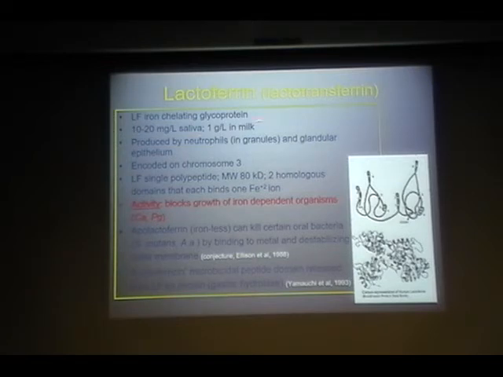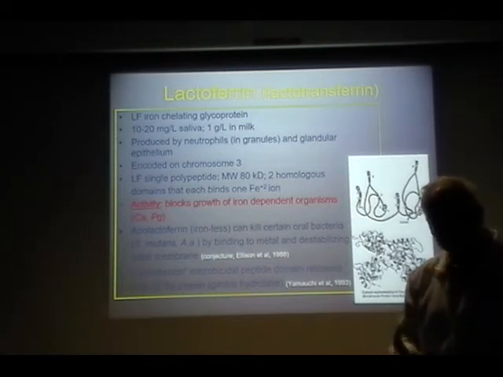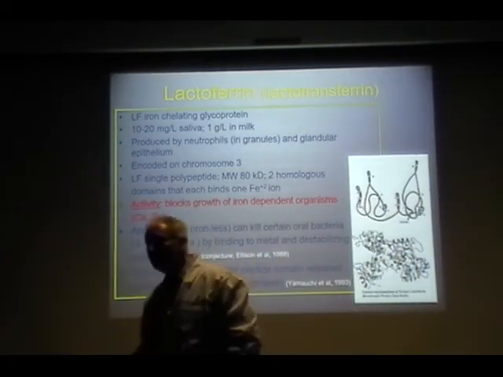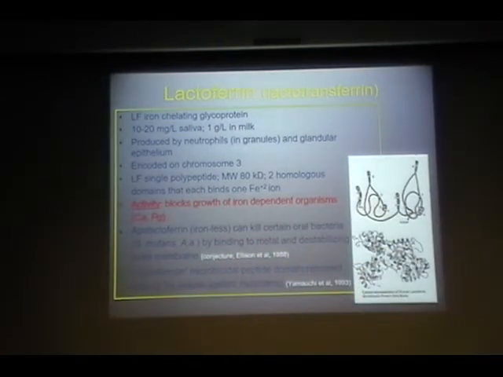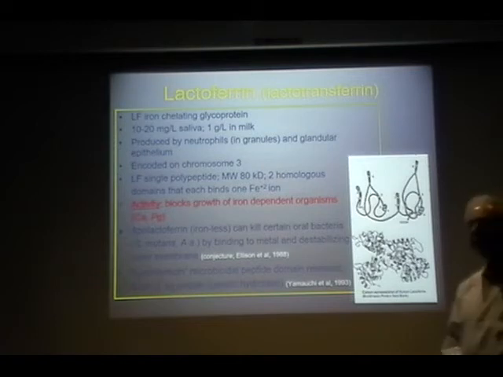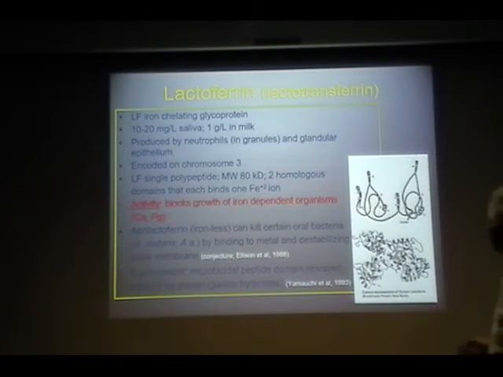So when I say it's produced by neutrophils and granules, I mean those lysosomal granules that function to destroy a phagocytosing organism, because you want to digest it, right? If a myeloid cell has it, then the myeloid cell eventually is going to present all these different antigens on the surface of its cell to activate T cells. So you need these granules to have a lot of things that we have in saliva. So there's redundancy here in order to get an active adaptive immune response. Its activity is to block the growth of iron-dependent organisms like Candida albicans and Porphyromonas gingivalis.